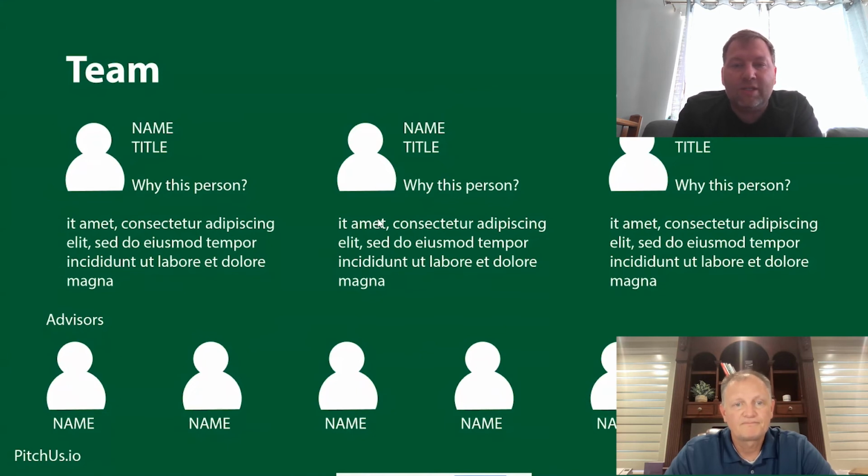I put 6 on here just because it balances out the slide. It had nothing to do with the quantity. But only mention advisors if they fill in these gaps. So if you're doing a cybersecurity play and you don't have a cybersecurity person on your team, then you're going to want to mention that advisor who brings that expertise to your team. And maybe they're not an equity holder. If they are an equity holder, meaning they've put money into your company, you can bring them up as well.